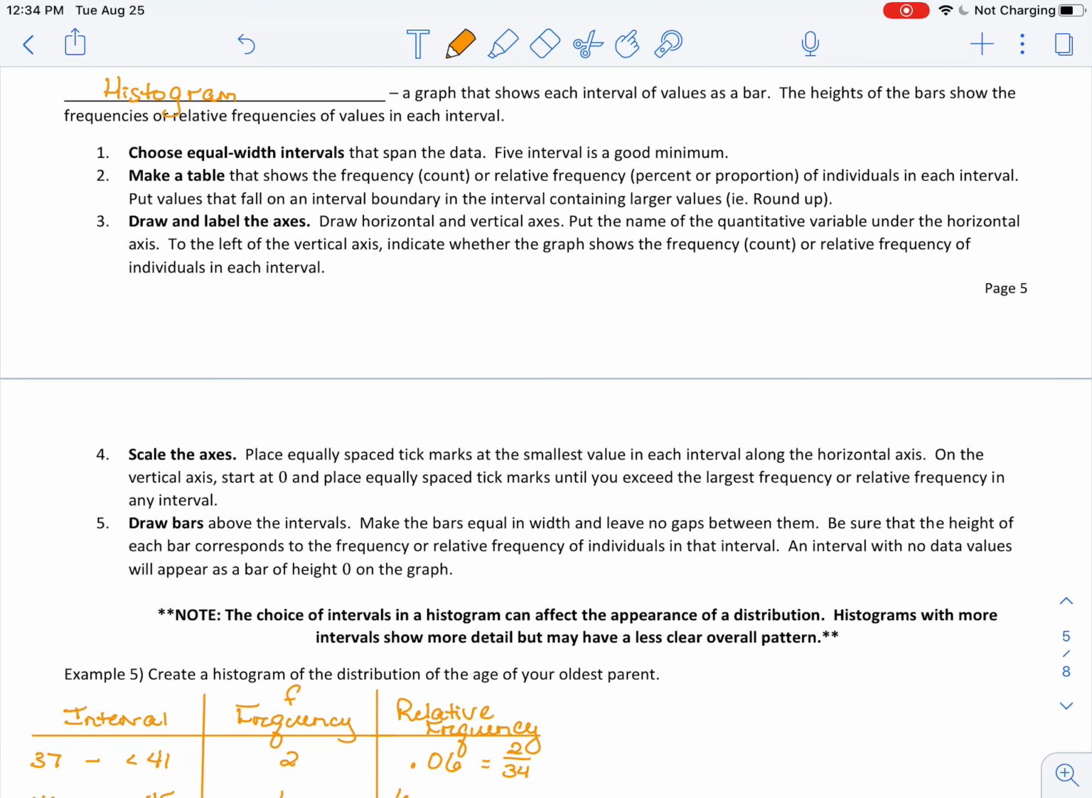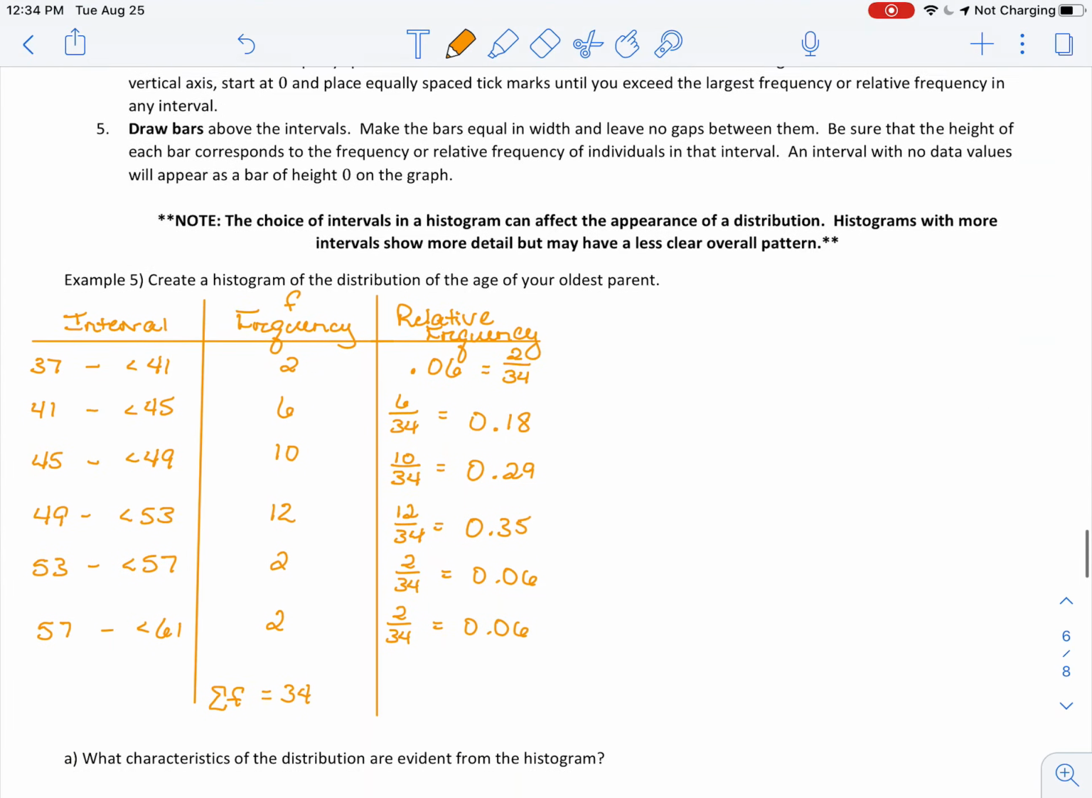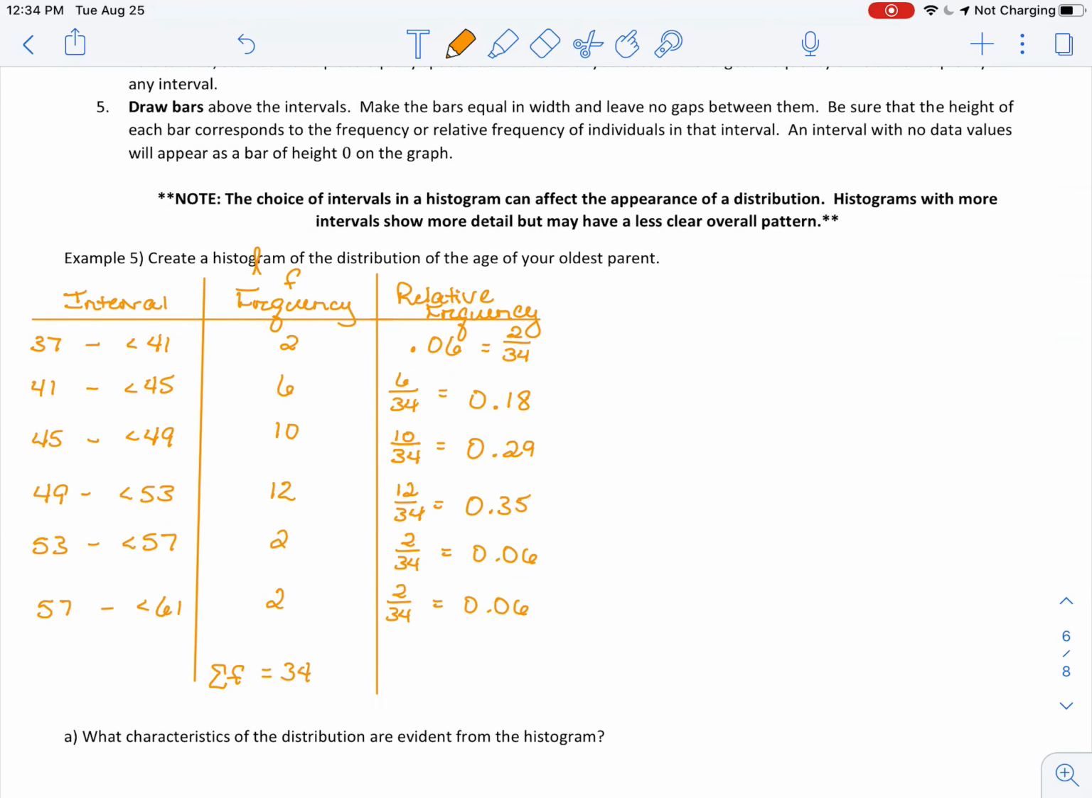So I'm going to draw a horizontal and a vertical axis so we can have the height of these bars. The name of our quantitative variable will go under the horizontal axis. So we're going to put it in context of the fact that these are ages of our oldest parents. And then the vertical axis is going to be labeled. Now you can choose, sometimes I'll tell you which one I want to do, but you can do a frequency histogram or a relative frequency histogram. It just changes what you put on that left-hand side.